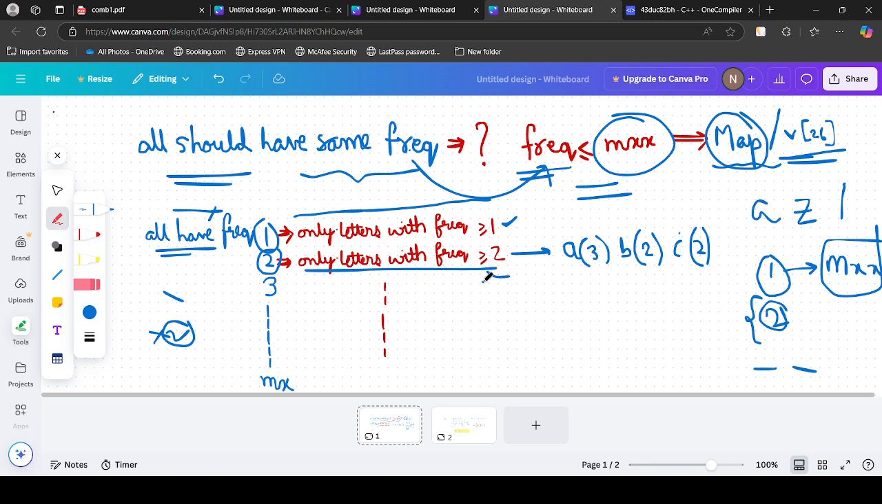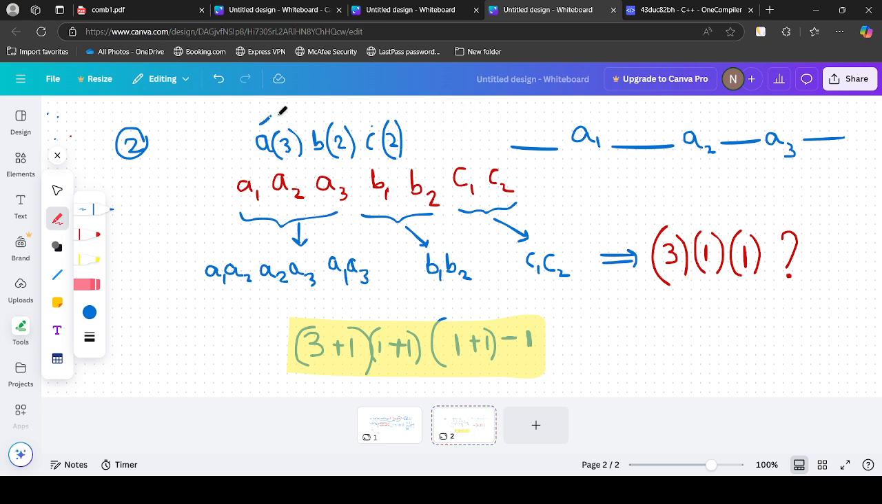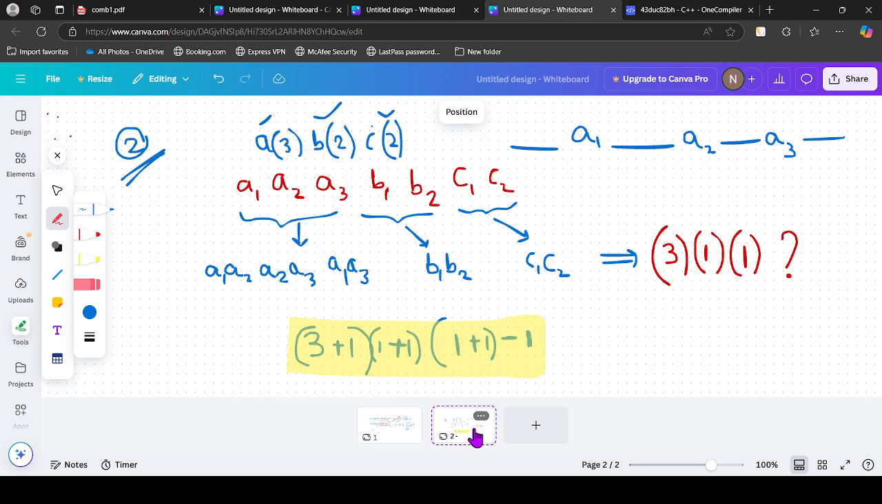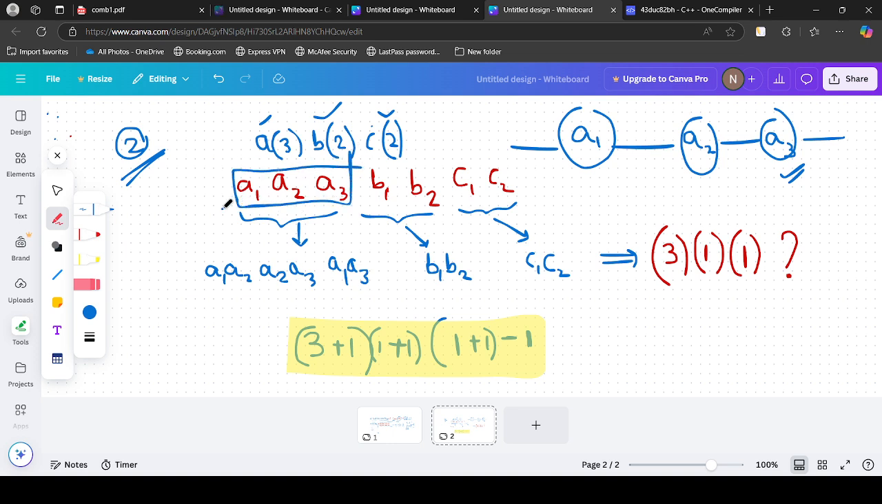For example, let's take the occurrences of A as 3 in the given string, the frequency of B is 2 and the frequency of C is 2, and all other letters have frequency less than 2. So we have 3 A's, 2 B's and 2 C's. And now the aim is to find the number of subsequences with all the letters having frequency 2. Let's assume that A1 is at the lowest index and A3 is at the highest index. So what are the possible choices of A so that its frequency is 2? A1 A2, A2 A3 and A1 A3.